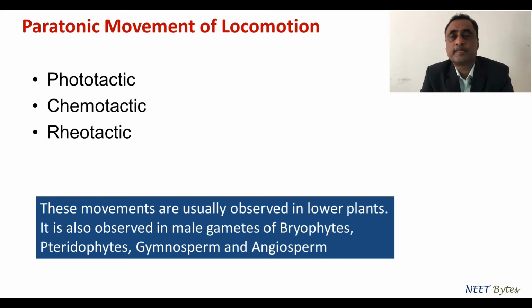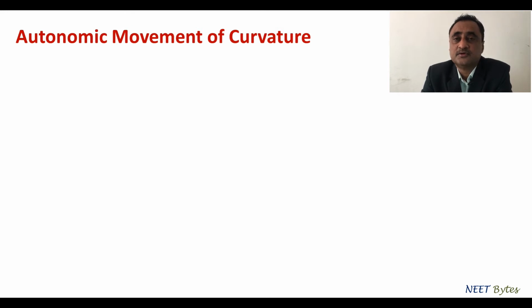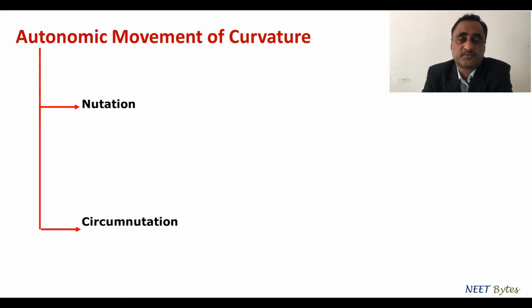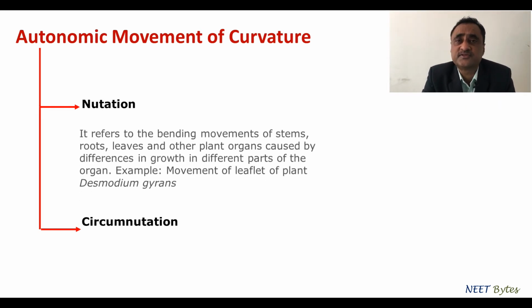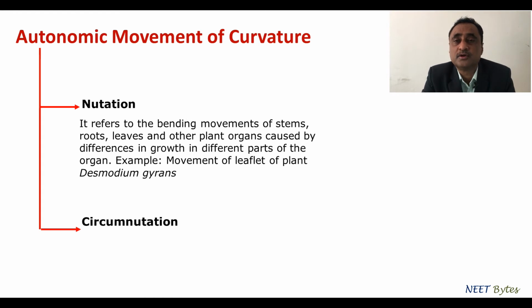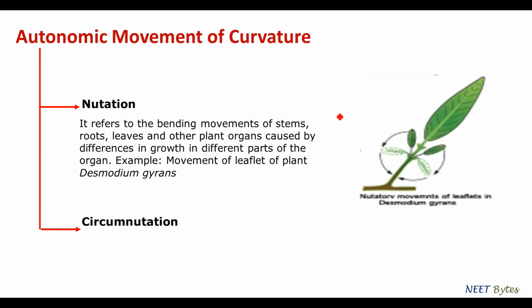Now let's talk about autonomic movement of curvature. There are certain plants which show self movement without being influenced by any outer stimulus, and it can be of two types: nutation and circumnutation. First, have a look at nutation. The typical example of nutation is the leaflets in the Indian telegraph plant, Desmodium gyrans. You might have seen this plant. These leaves show periodic up and down movement. Why does periodic up and down movement occur?